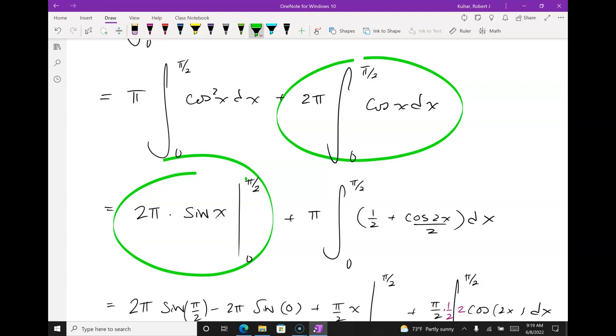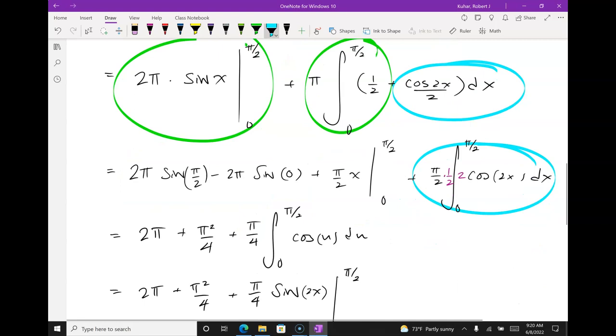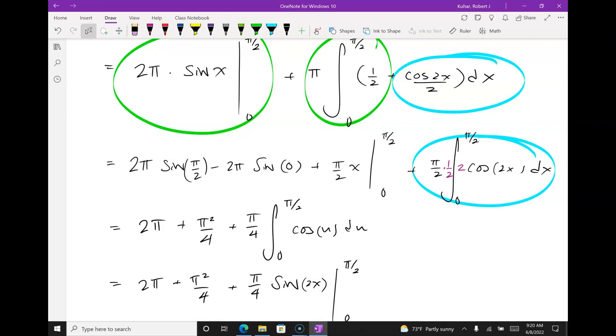I evaluated pi over 2, I evaluated 0, and I also did this piece of the integral, because I know that one too, quickly. And so you can see here, all that's left over is this integral. And then I'm doing a u sub there. So I'm kind of chipping away at each piece as I go. You don't have to do that. Again, do it as you wish. As soon as I put in something with a 0, I know it's gone. So I'm not even bothering with it most of the time.